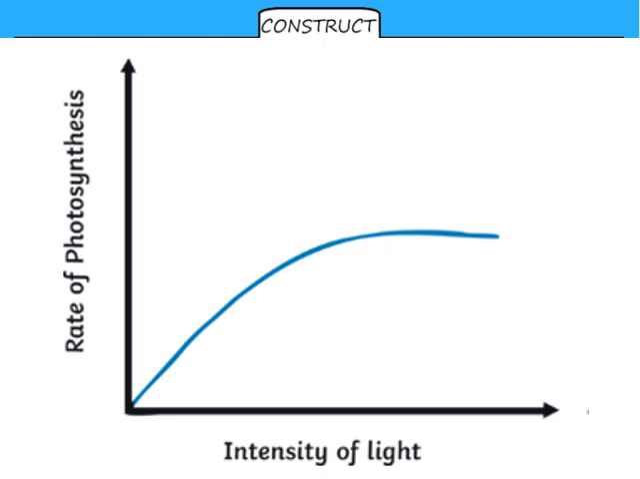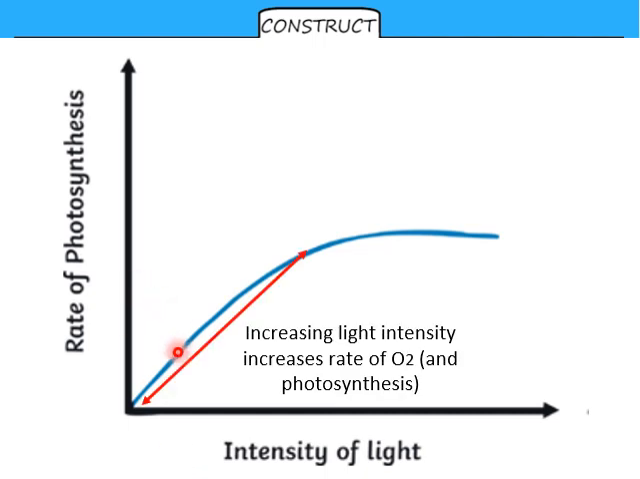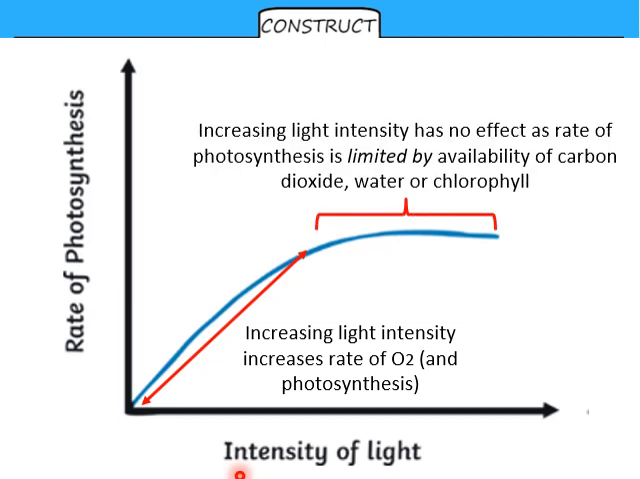So this graph has got two stages. The first stage, which is this, shows you that as you increase the intensity of light, the rate of photosynthesis will also increase. Now, the second part of that graph is this bit here. You can see the rate increases until it begins to plateau or stabilize and be a constant rate. What this means is that despite increasing the intensity of light along the bottom, we are not increasing the rate of photosynthesis anymore. And there's one of two reasons for this.